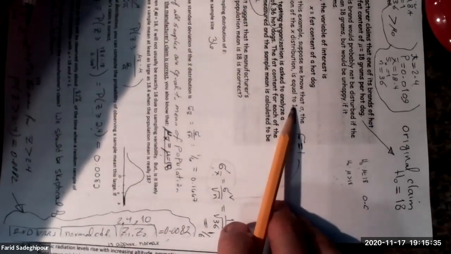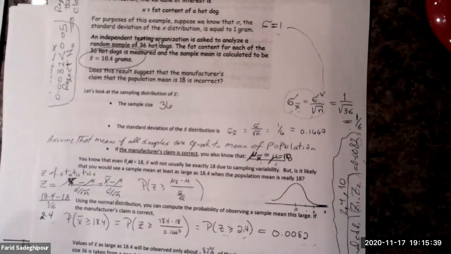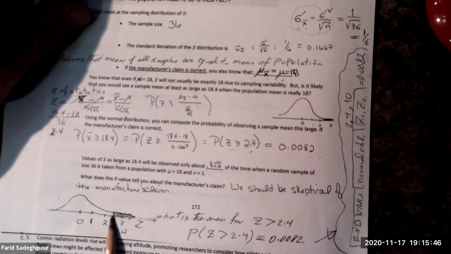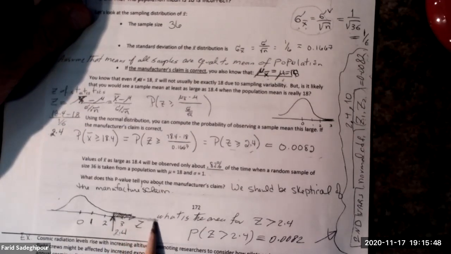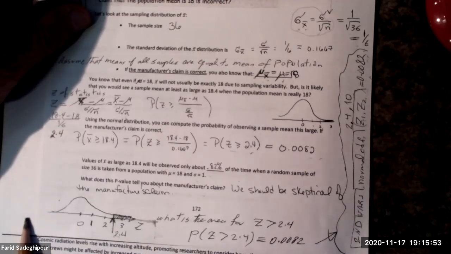The calculator always requires two endpoints. For any area you want to find with the calculator, you need two endpoints. One endpoint is given, 2.4. For the other one, you could always use the arbitrary number 10. If it's on the left, you could use -10.